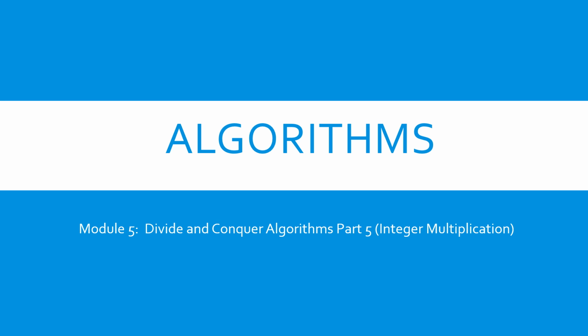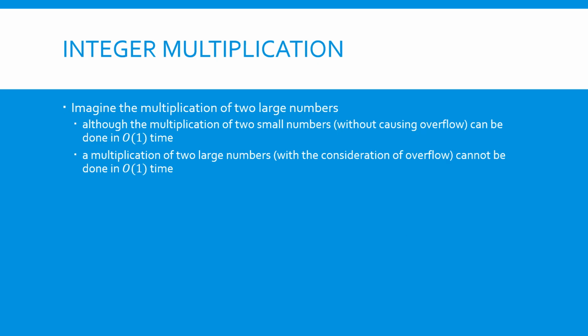This is part 5 of Module 5, Divide and Conquer Algorithms. In this video, we will be discussing the integer multiplication problem. The integer multiplication problem involves computing the product of two integers. When the integers are small, their product can be computed directly in constant time without causing overflow. However, when dealing with larger integers, computing their product directly may lead to overflow, resulting in incorrect outcomes.